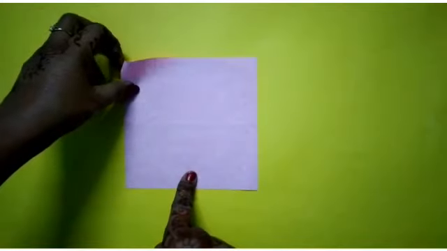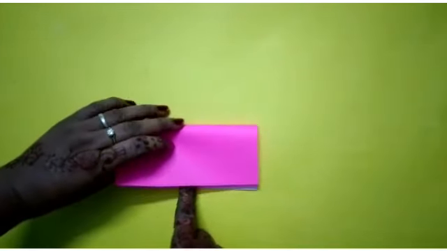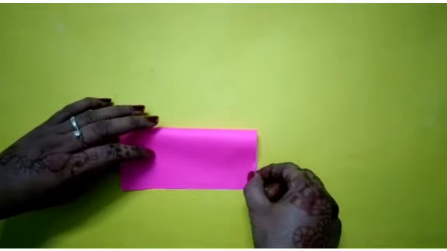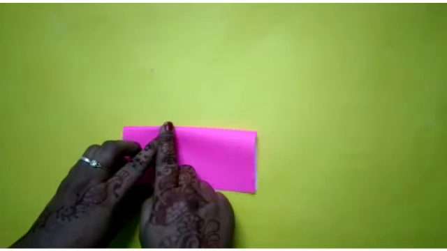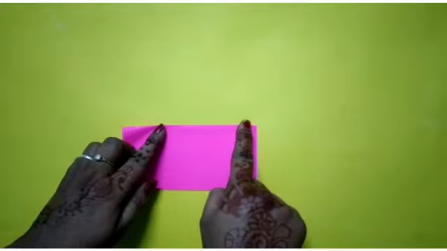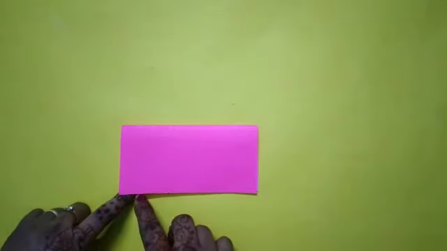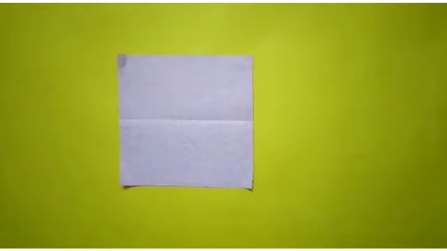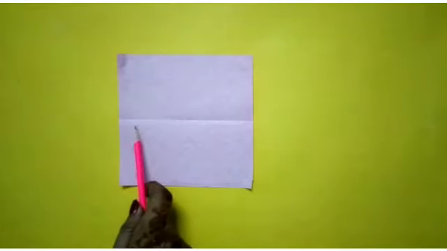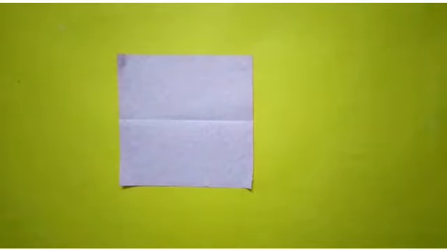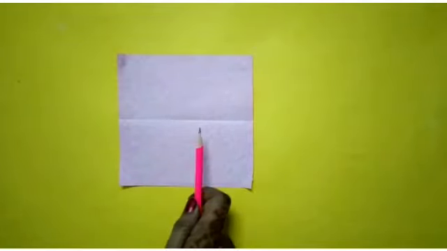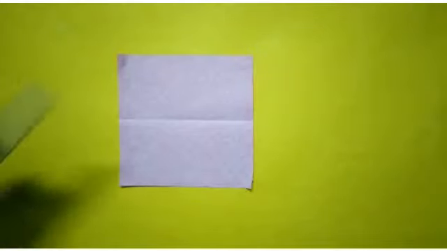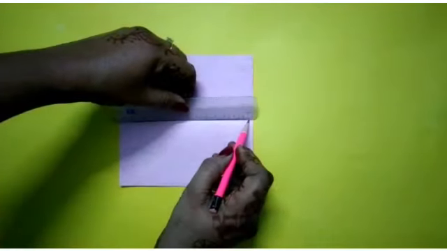Now we will take another square paper and fold it along the middle and then press it properly. Then unfold the paper. The crease you see on the paper, it represents a horizontal line.